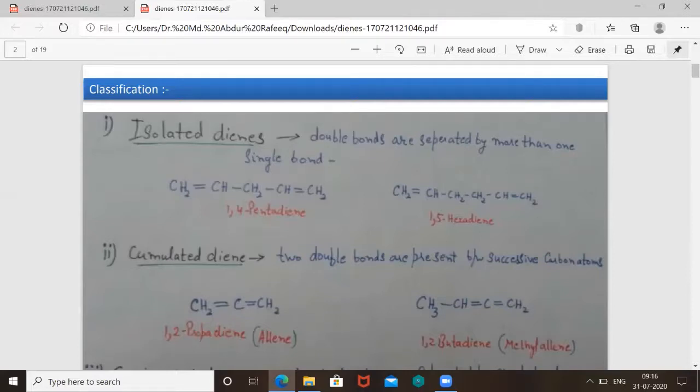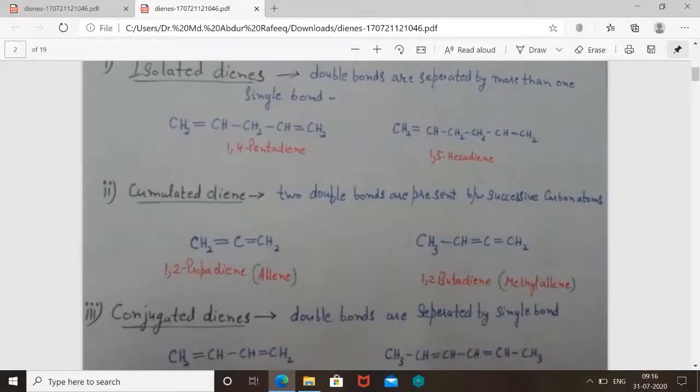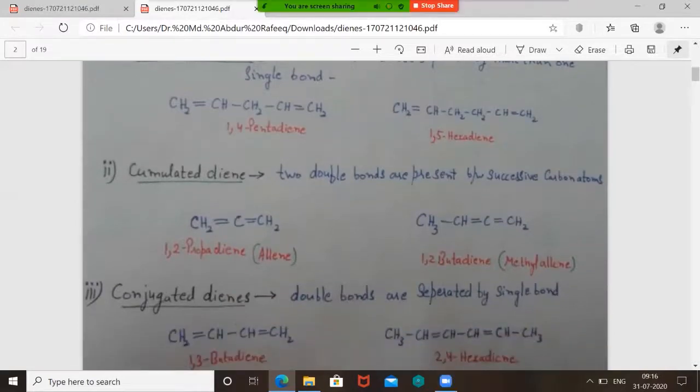Next, we have cumulated dienes. If double bonds are present at adjacent carbon atoms, between successive carbon atoms, it is called cumulated dienes. This is 1,2-propadiene. It is called allylene. 1, 2, 3 means propene, propadiene. 1,2-propadiene is called allylene.